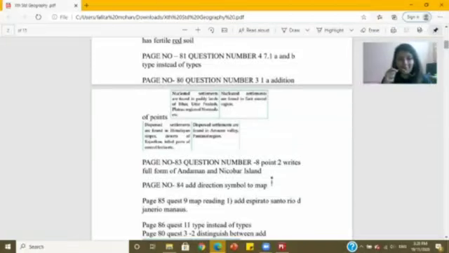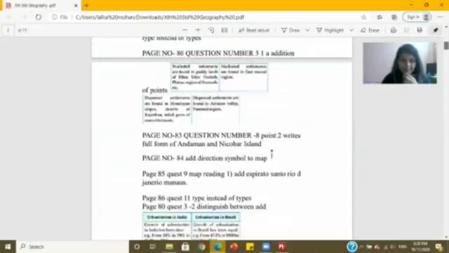Page number 84, question number, add direction symbol to the map, that is an arrow which points upward which says north. Page 85, question number 9, map reading. We have to add Espirito Santo, Rio de Janeiro, as well as Manaus. Page 86, question 11. We have to write type instead of types.